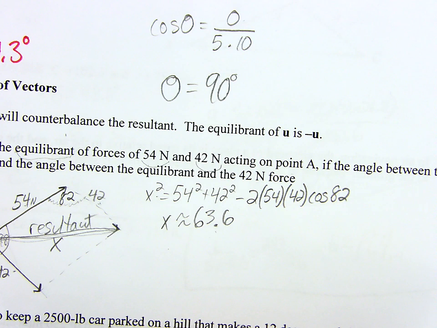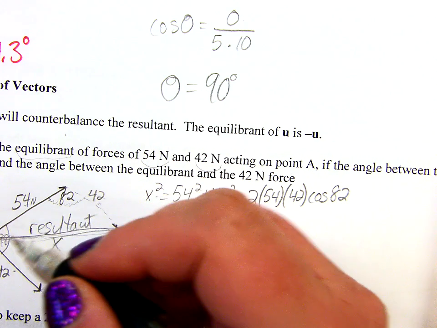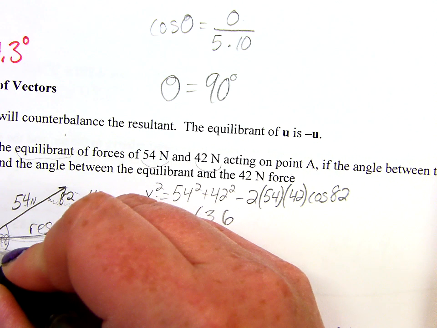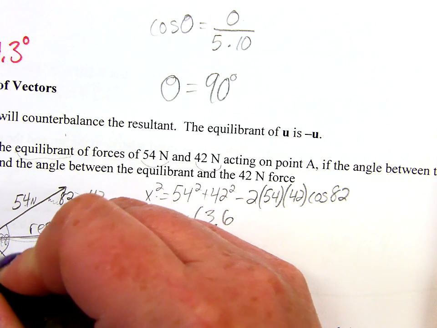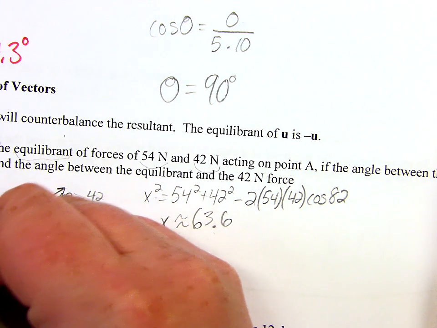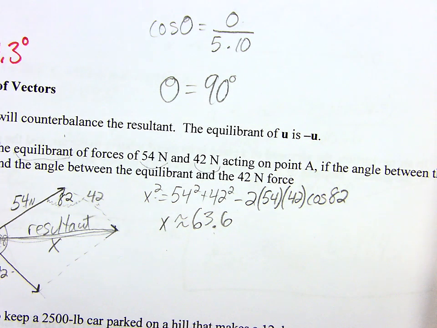Okay. But now it says, then find the angle between the equilibrant and the 42 Newton force. Yeah, so I'm looking for this angle right here. I'll put a big old theta there. So we take 63.6. I know that this is 63.6 now, and we have to find the angle in between.